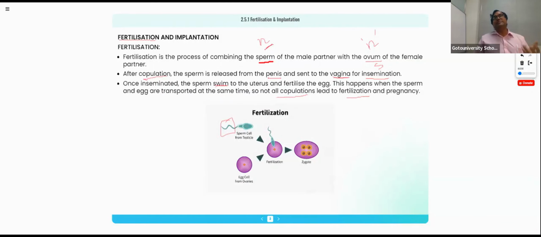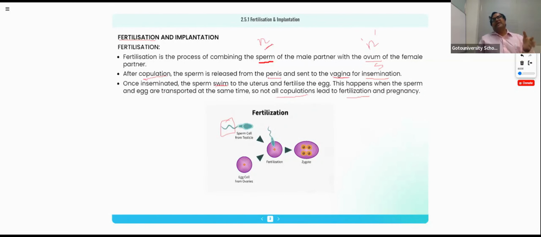What is the reason? Because the egg has not come to the fallopian tube. So today the bleeding has stopped. For the next 7 days, if the couple goes for copulation, there is no chance of zygote formation. Post-ovulation stage, after the egg release, the egg will sustain in the female body only for 1 to 2 days.